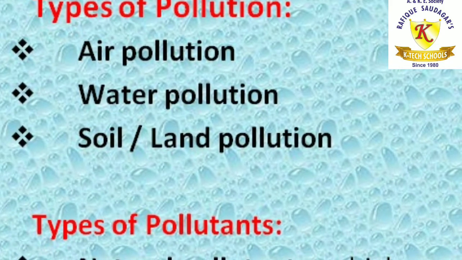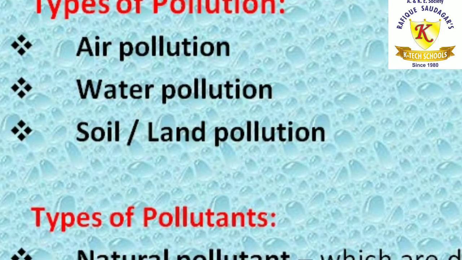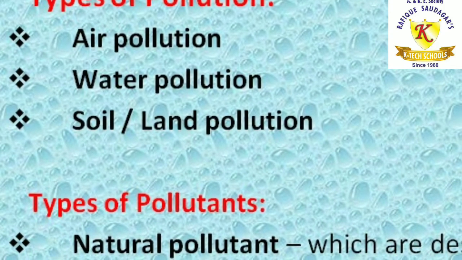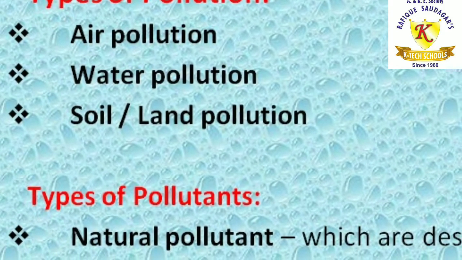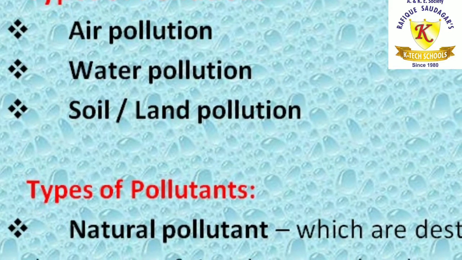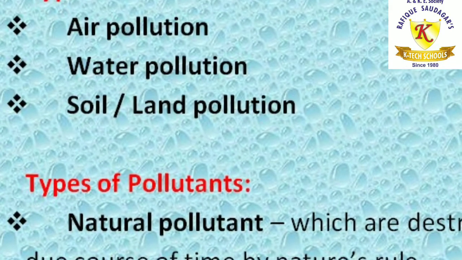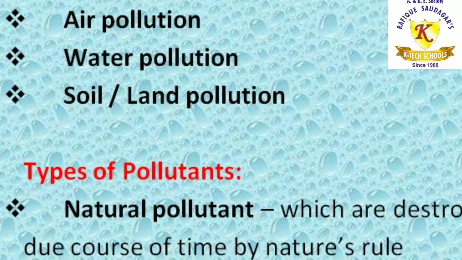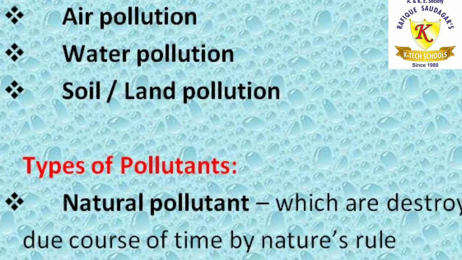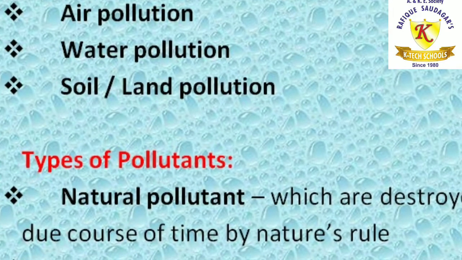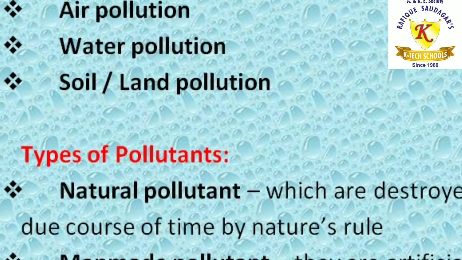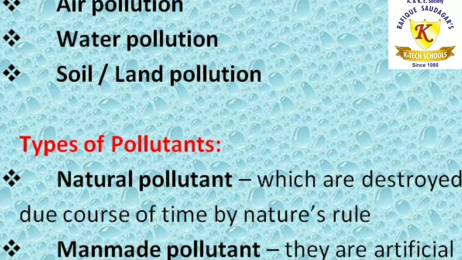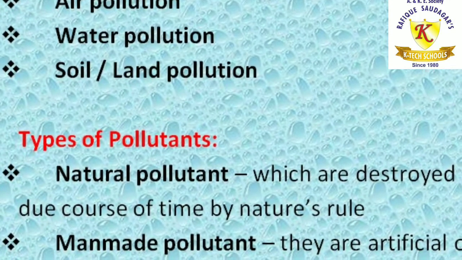Next, what are the types of pollutant? We have studied two types, natural and man-made. Natural pollutants are destroyed in the due course of time by nature's rule. And what is the next? Man-made pollutant. Yes, they are artificial and cannot be destroyed.